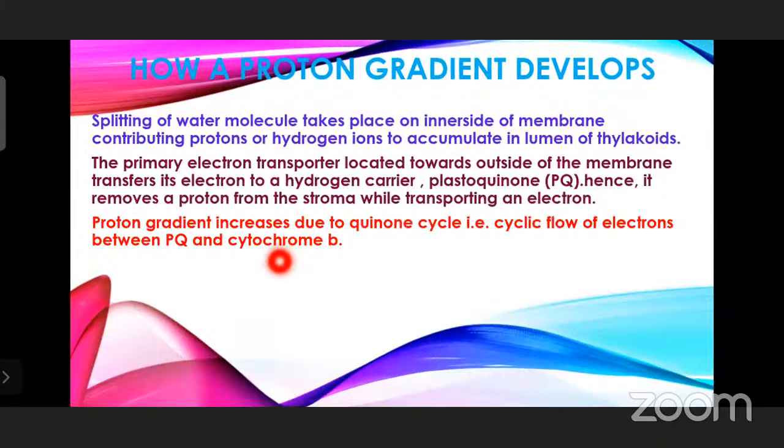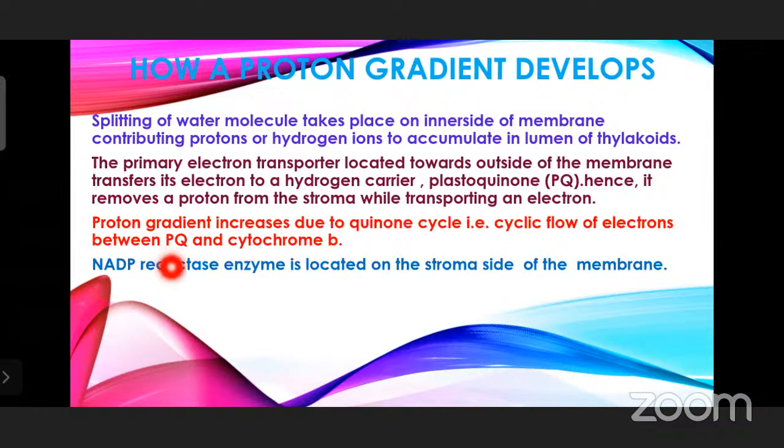The proton gradient increases. Now, what will happen? The proton gradient is increasing, gradient meaning concentration is increasing, due to the quinone cycle, that is the cyclic flow of electrons between plastoquinone and cytochrome b. So plastoquinone and cytochrome b are electron transporters, and they are also transporting protons from stroma to lumen. That means they are pumping protons, hydrogen ions, from the stroma to the lumen in the thylakoid.